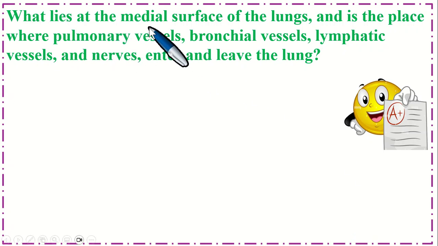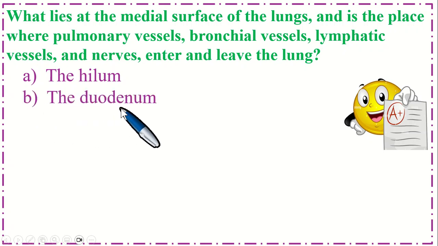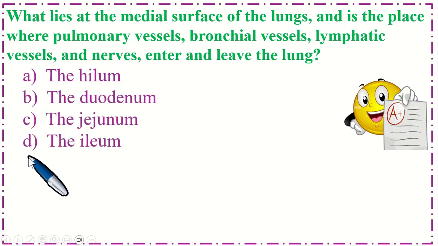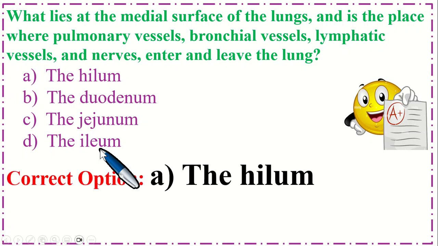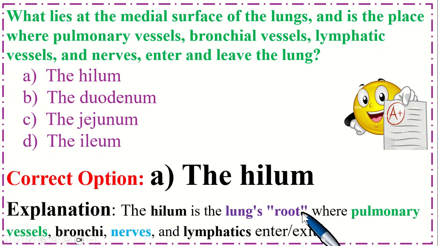What lies at the medial surface of the lungs and is the place where pulmonary vessels, bronchial vessels, lymphatic vessels and nerves enter and leave the lungs? Option A the hilum, B the duodenum, C the jejunum and option D the ileum. So the correct option is A the hilum. The hilum is the lung's root where pulmonary vessels, bronchi, nerves and lymphatics enter or exit.